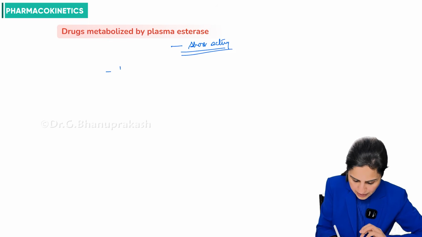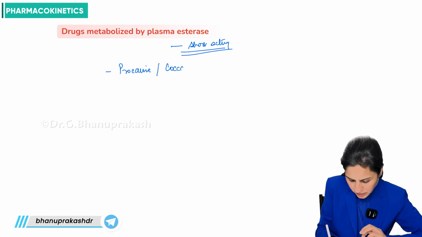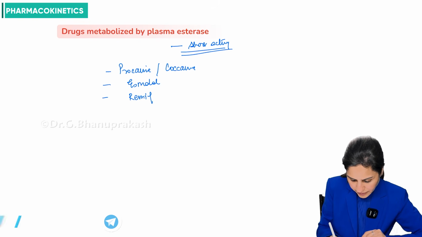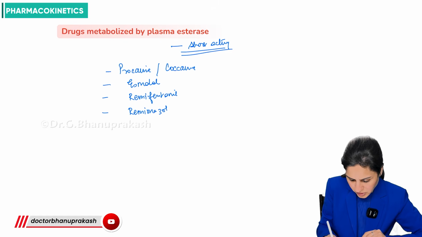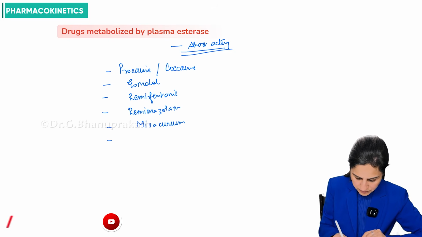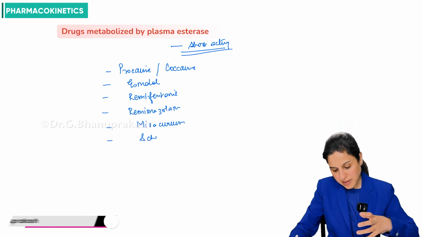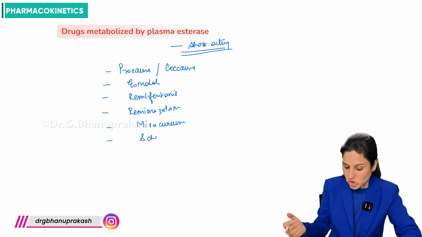So the important ones are procaine, or cocaine, esmolol, remifentanil, remimazolam, nevacurium, succinylcholine. So all these drugs get metabolized by the plasma esterases. Therefore, they have a very, very short half-life.